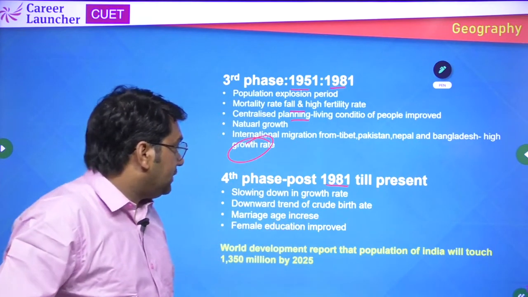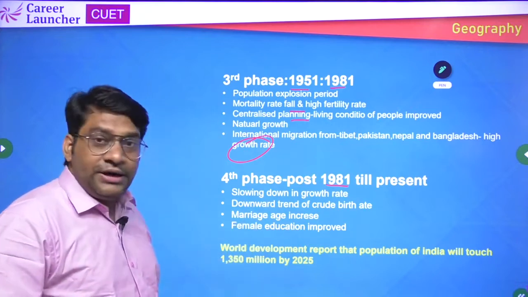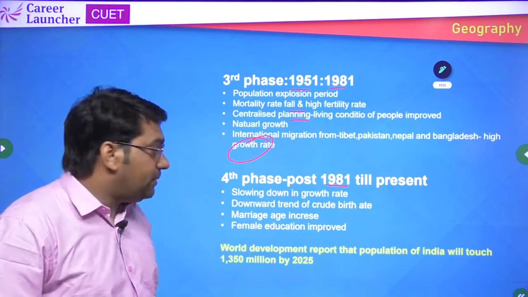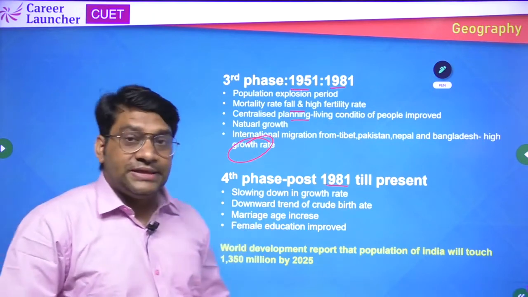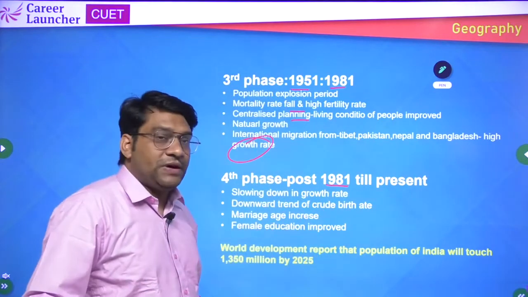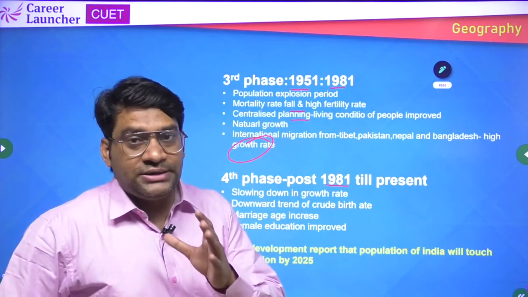The government started to spread awareness programs, slowing down the growth rate. As a result, a downward trend of crude birth rate was also visible, and marriage age increased. It was a time when child marriage was very common, so because of that the health of women was more affected. And female education further improved, so that they are the main decision makers.